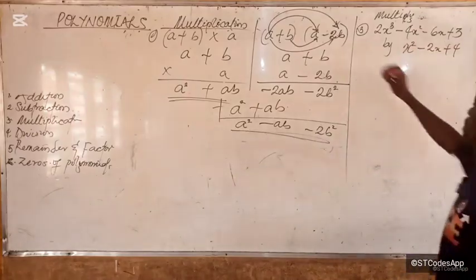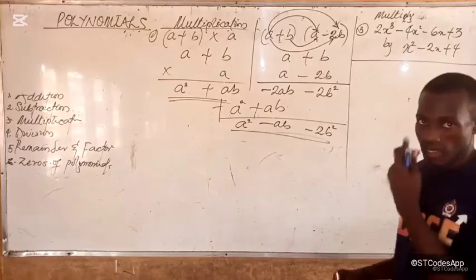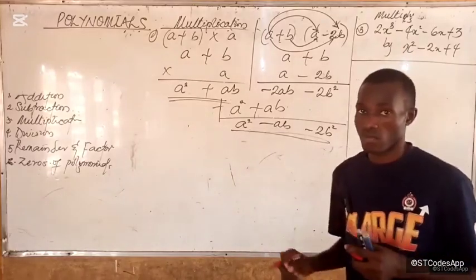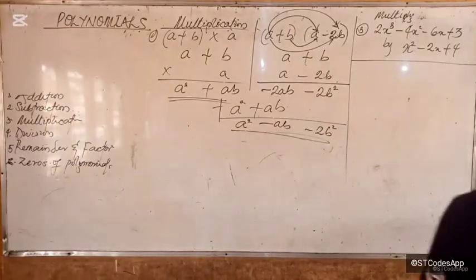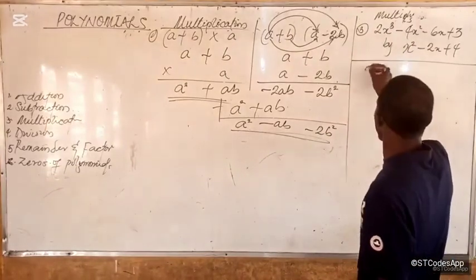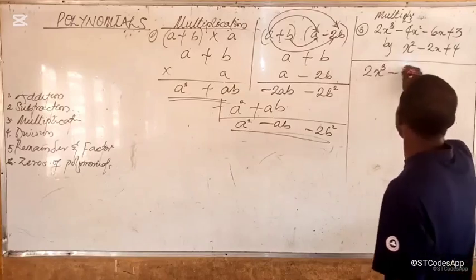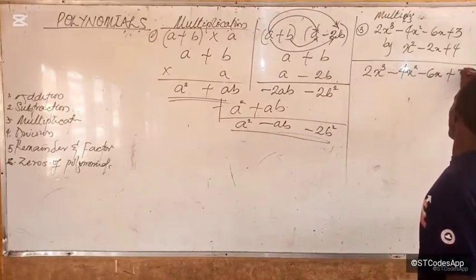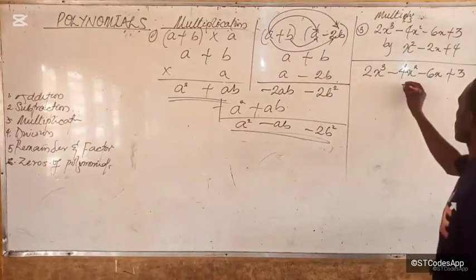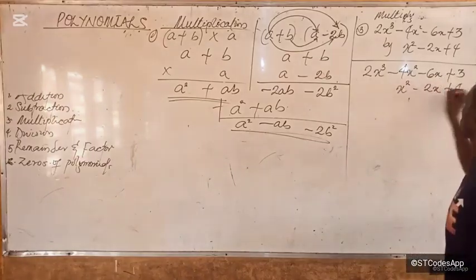So when you have a question like this, you can do it the same way. Now, keep in mind still that I'm saying this is the first method. All right. So if I wanted to multiply this, I'll write the longest one on top. So I have 2x cubed minus 4x squared minus 6x plus 3. And here I have x squared minus 2x plus 4.